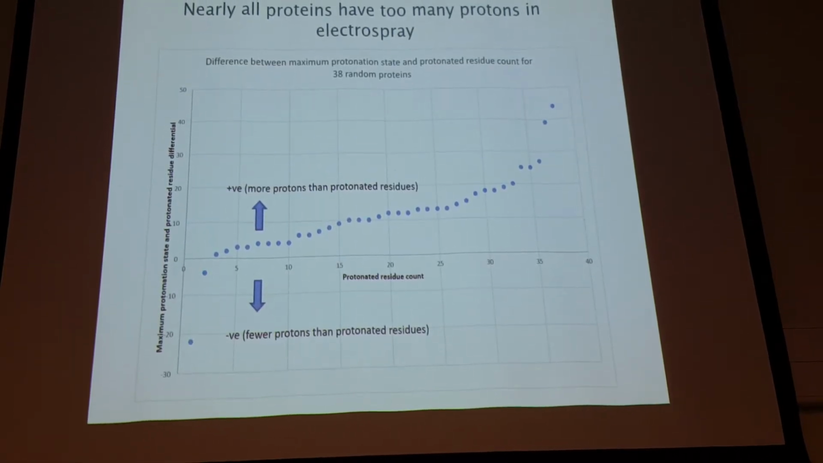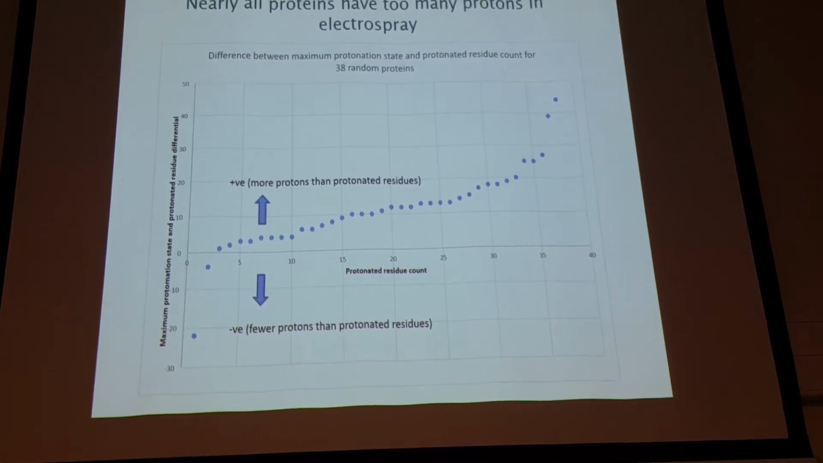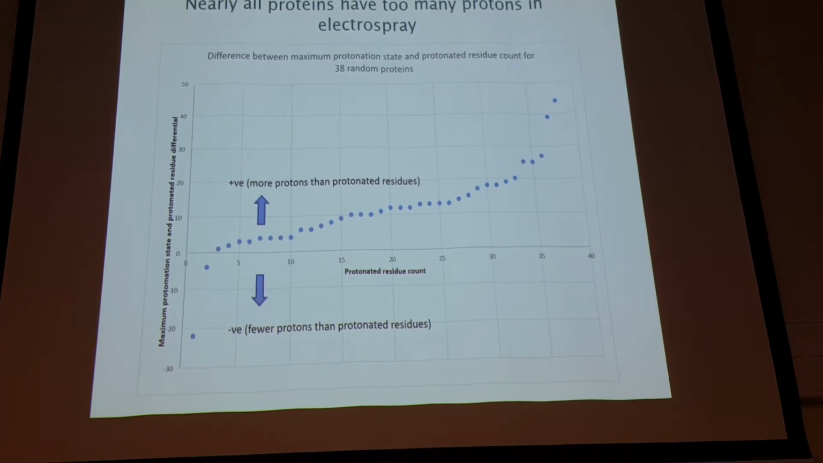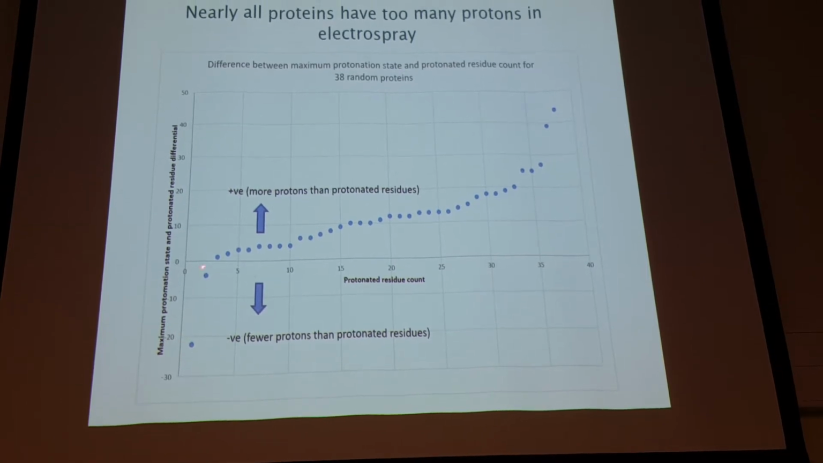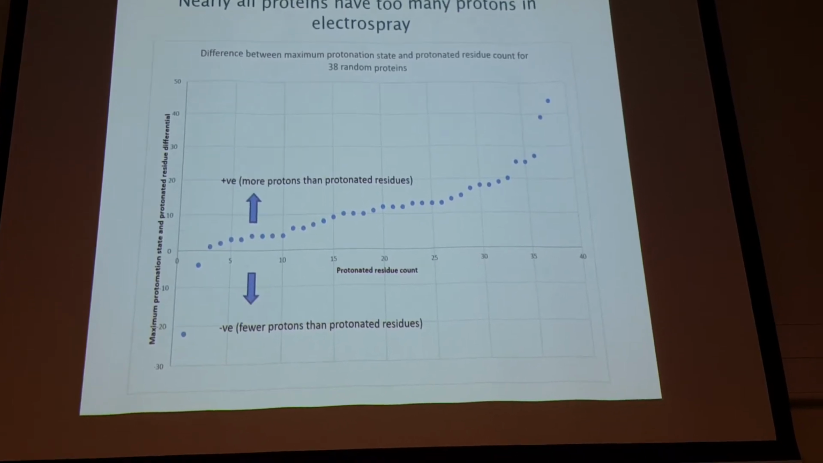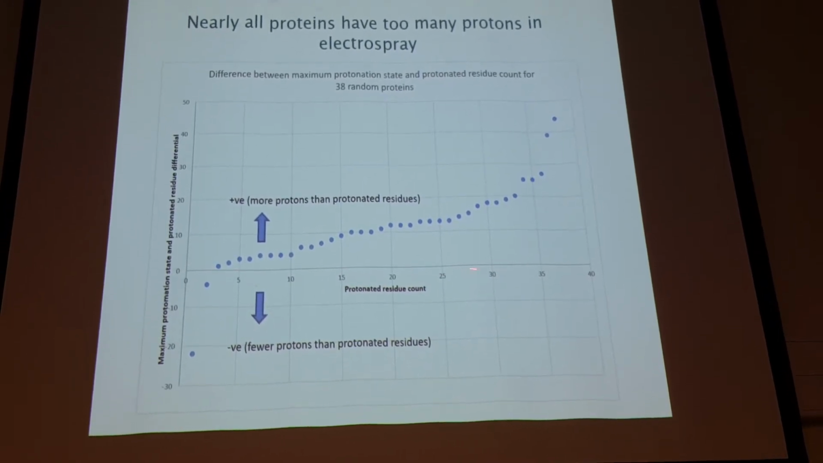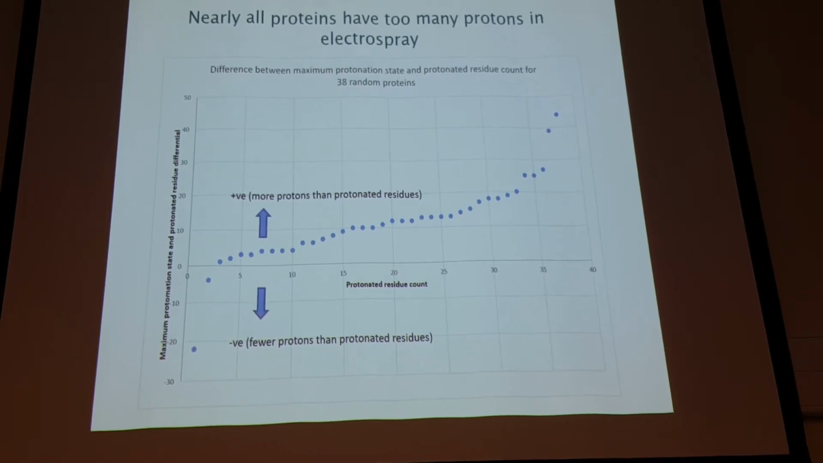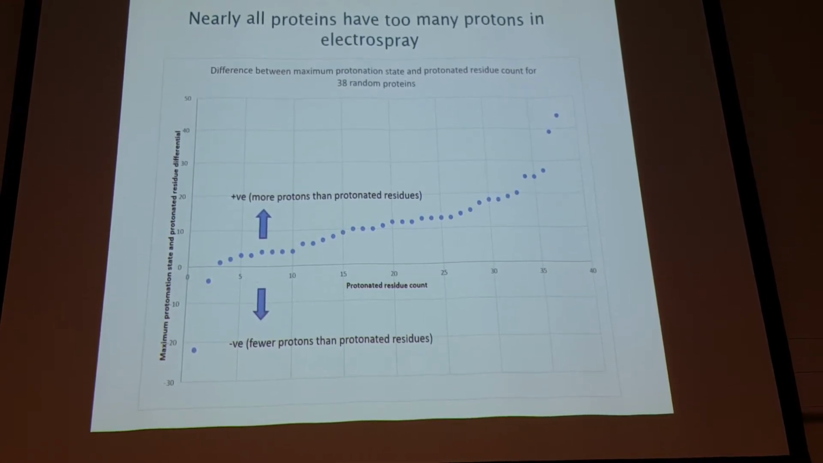And that's not unique to pepsin. If you look at the maximum charge state for any proteins you want to look at, I just randomly chose 38 proteins and I plotted them. So this is the maximum protonation state. This is the difference between the number of charged residues and the maximum protonation state. And you would expect that everything would be either sitting on this line or would be below it. But actually, everything is above the line. What this says is nearly all proteins have too many protons in electrospray.